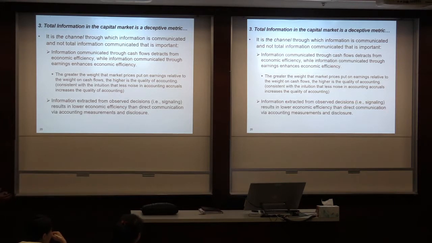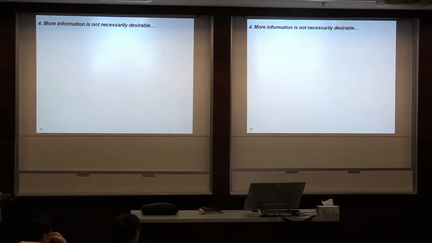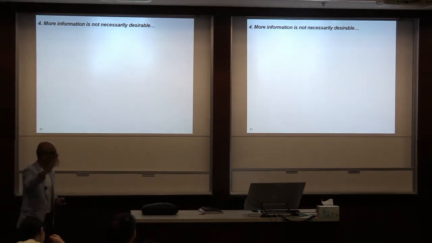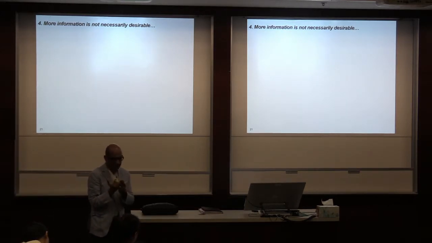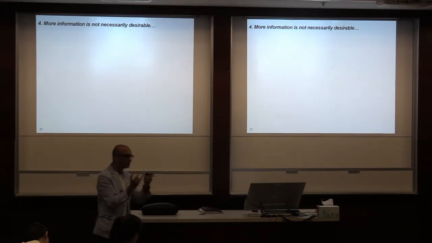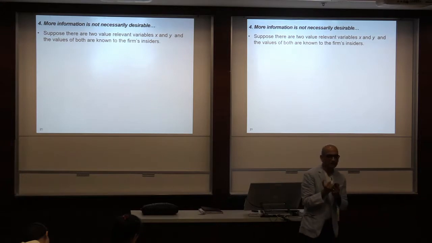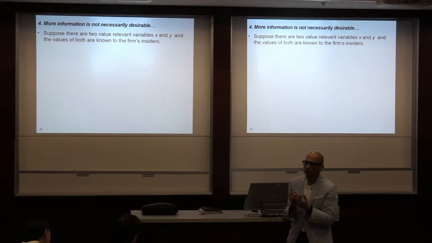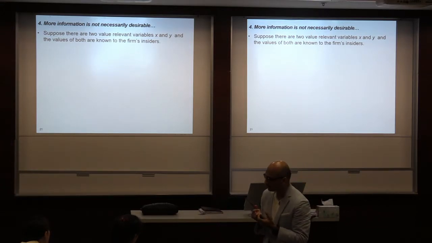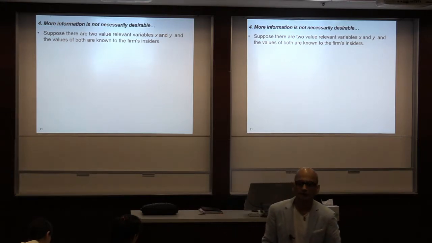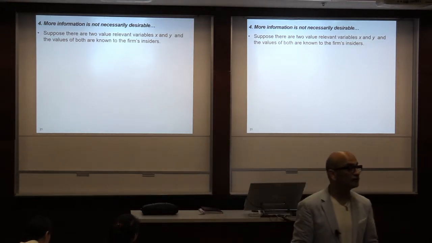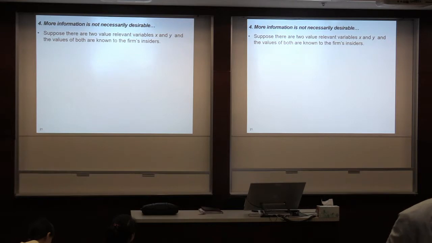All right. Again, I'll skip this. And finally, this is directly related to your point. More information is not necessarily desirable. So here I'm going to make it very generic. Then I'll go to a specific example. So here is the insight from a real effect study. Suppose there are two value-relevant variables. I'm going to call them X and Y. By value-relevant, I mean that it's important for pricing a firm. So the price of the firm would reflect X, Y.